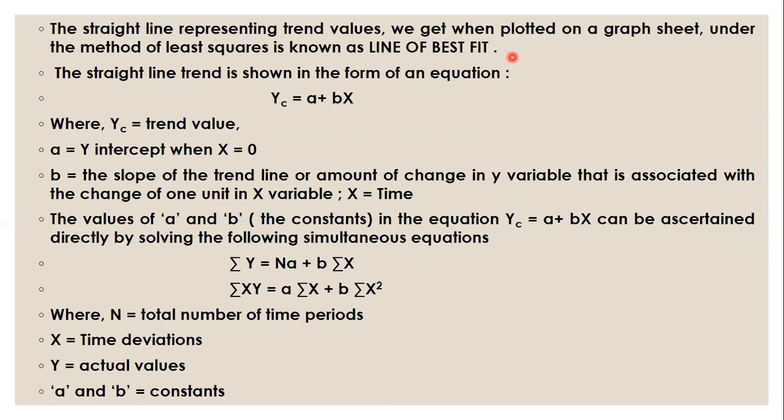Then how do we find that? We will be using the basic equation for the straight line. What is that? Yc, the trend value, is equal to a plus bx. Now what is this a? A is nothing but the value of Y when X is equal to 0.